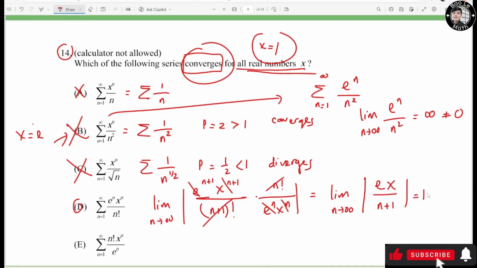So it can be the absolute value of s times the limit of e over n plus 1 when n approaches infinity. Right, so the bottom is much larger than the top, right? So this is the absolute value of s times 0, which is 0, which is less than 1. So by the ratio test, this series converges, right? For all real numbers s, right? Because s times 0 is 0, the answer must be D.